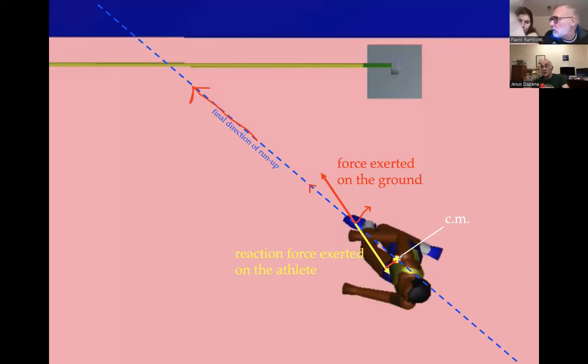In the same way, this force here doesn't pass through the center of mass, so it produces this kind of a rotation. And this is your twisting angular momentum.